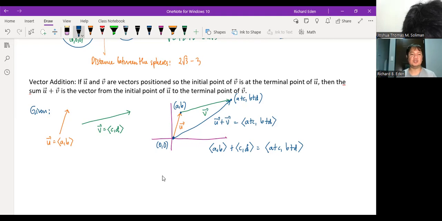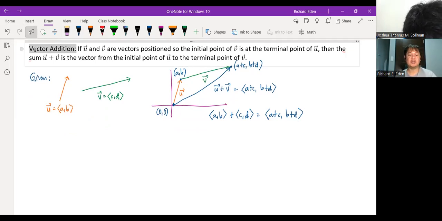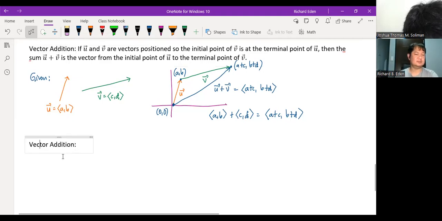Now, this illustration is for vectors in R2. It is the same story for vectors in space in R3. Okay, let's add scalar multiplication, and then very quickly afterwards, we can talk about vector subtraction. So what is scalar multiplication?